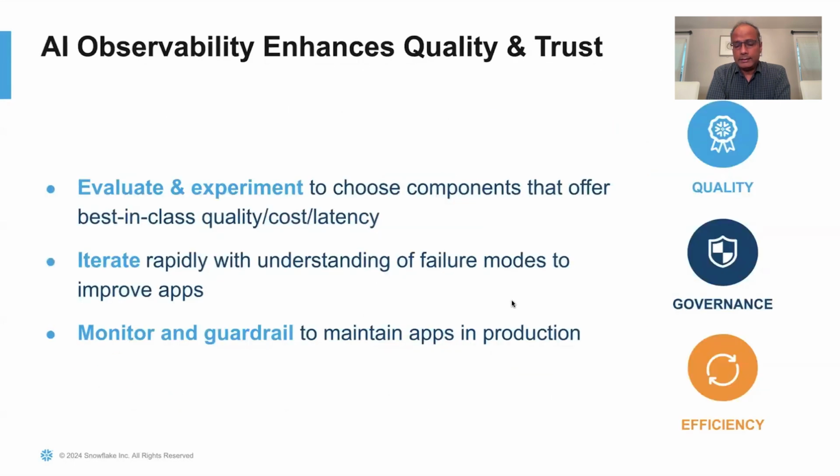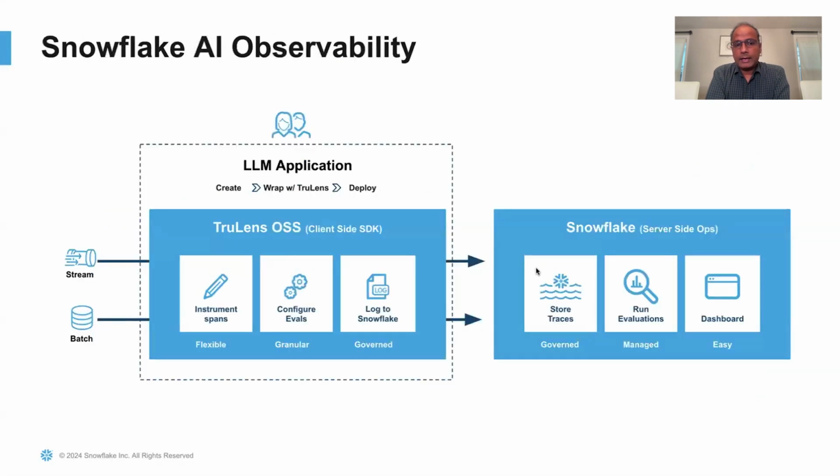AI observability helps us address these kinds of challenges and thereby enhances quality and trust. This involves evaluation and experiment tracking to choose app components that offer best-in-class quality, cost, and latency. Iteration to rapidly understand the failure modes and improve apps. And finally, monitoring and guardrails to maintain apps in production. Let's now get into what the Snowflake AI Observability product offers, and I'll hand it over to you, Avinash.